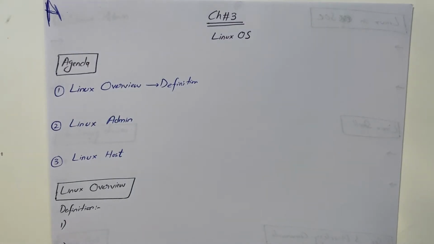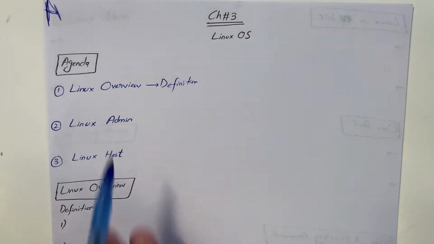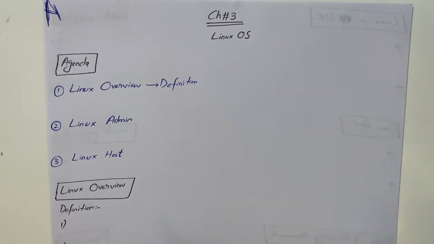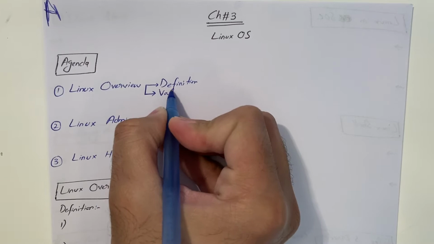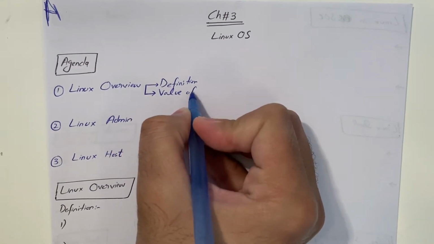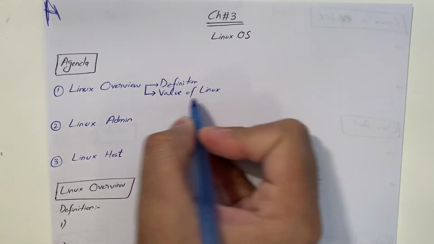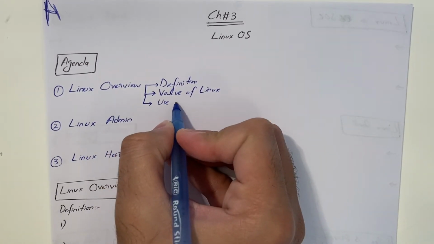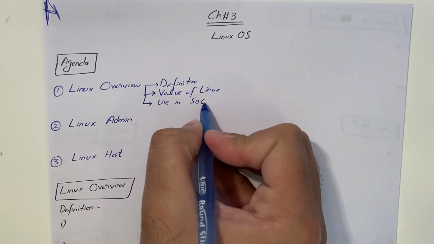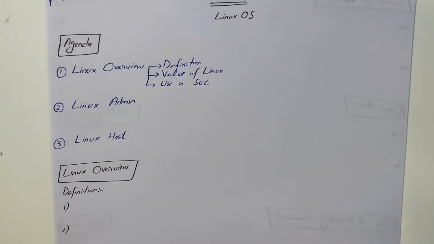Okay, guys, so let's start over chapter number three. Chapter three is about the Linux operating system. We have three main things to discuss in chapter three, starting with the Linux overview. I'll give you the definition of Linux. Then we will discuss some importance or value of Linux. The third item is we will discuss the use of Linux in SOC, Security Operations Center.